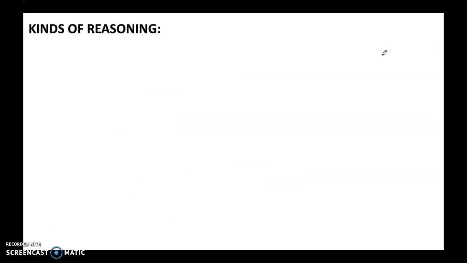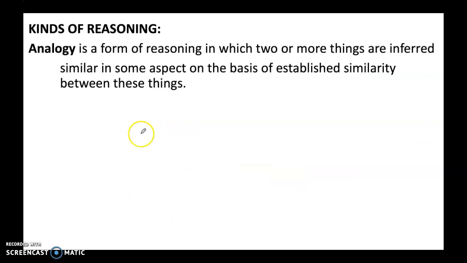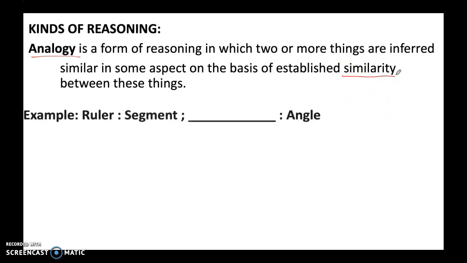Another kind of reasoning is the analogy. Analogy is a form of reasoning in which two or more things are inferred similar in some aspect on the basis of established similarity between these things. So we look for the similarity of the given to make an analogy.